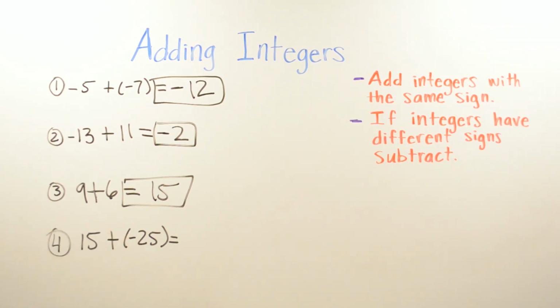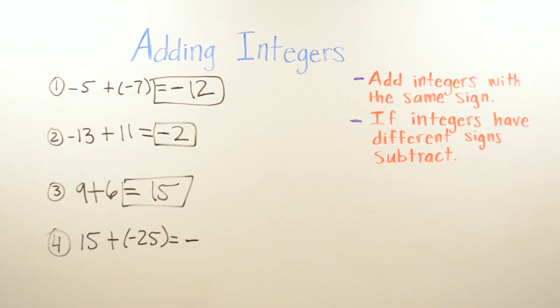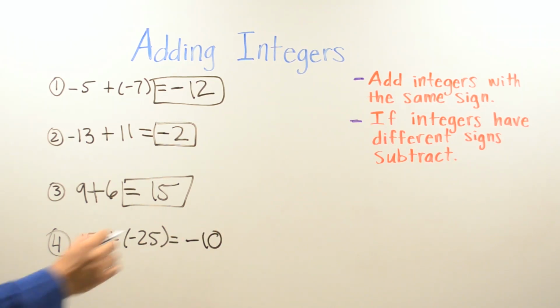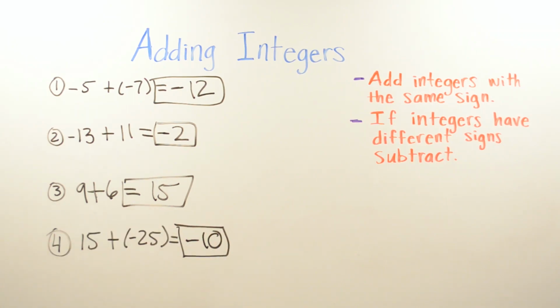Negative. So my answer is gonna be negative, and then I know that we have a positive and negative, different signs, so I'm gonna go ahead and subtract. 25 minus 15 is going to be 10. So our answer for number 4 is going to be -10.